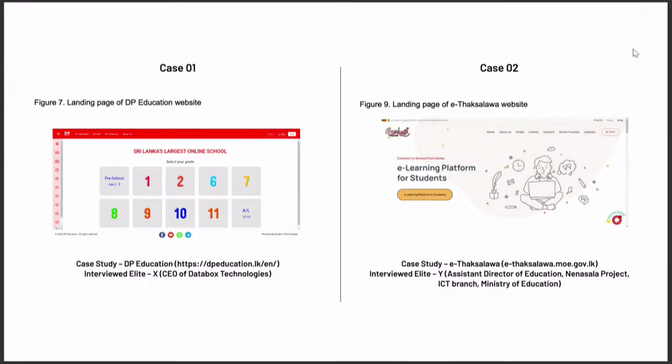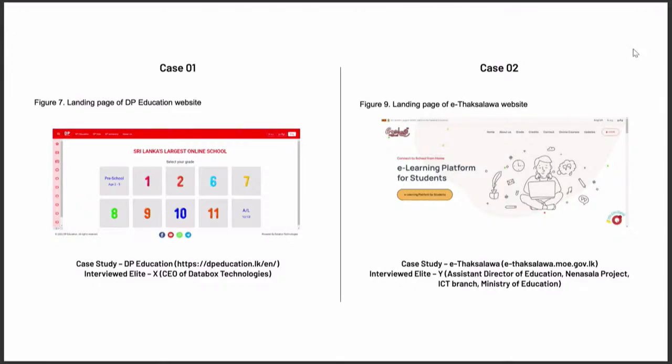And the next case study was e-Taksalawa. This is a government funded project. This too has almost 200,000 visitors per day. And in addition to providing video tutorials, they also provide various study materials needed for the students to get more sustainable education.